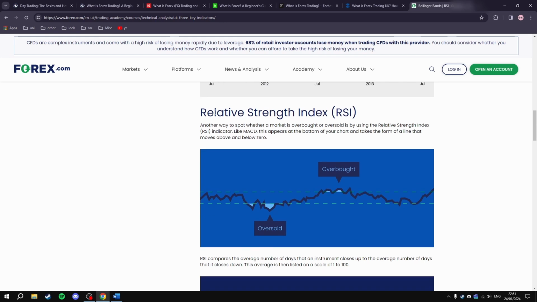And then we move on to the relative strength index (RSI). Another way to spot whether a market is overbought or oversold is by using the relative strength index indicator.